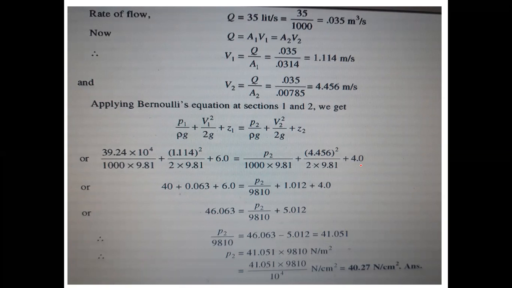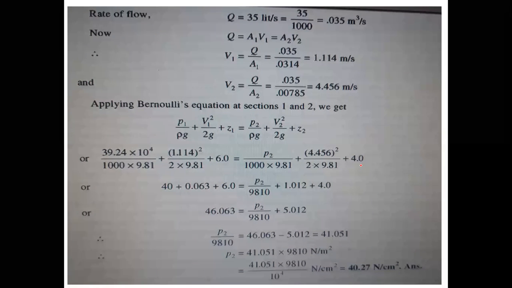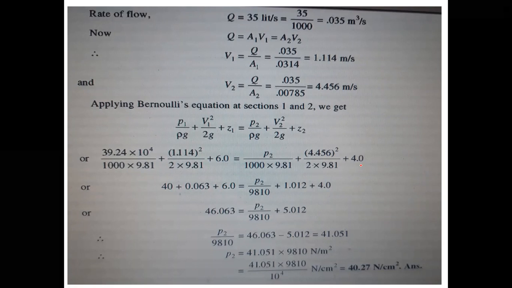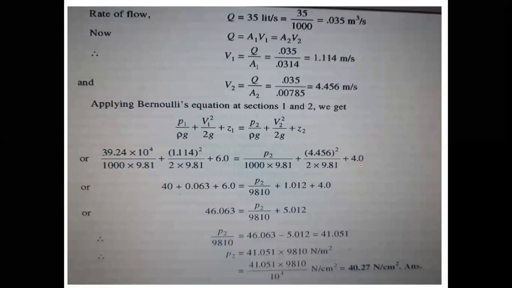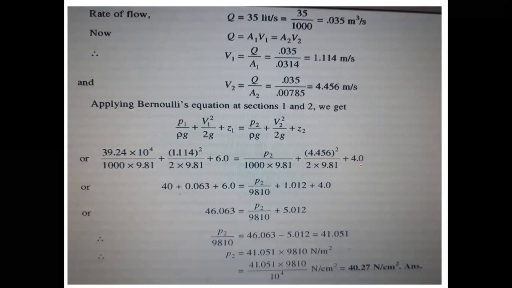Now Q is equals to A1 V1. So what is the V1? V1 is equals to Q by A1, that is equals to 0.035 divided by 0.314. So you'll get V1. At the same concept, find V2. You are finding 4.4. Now apply the Bernoulli's equation at section 1 and 2.